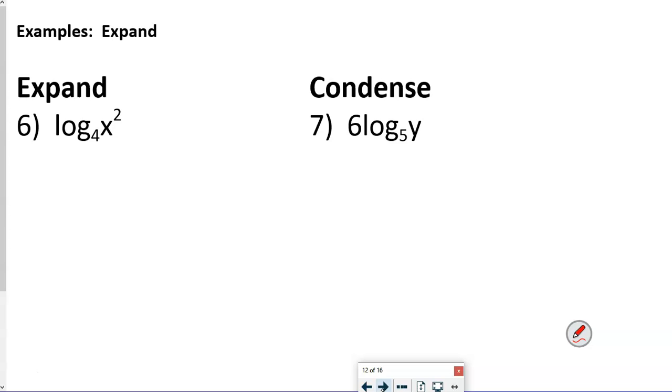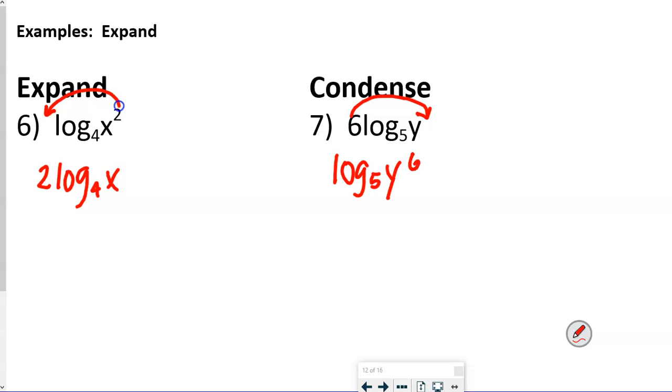For the next one, we have expanding this. Once again, we're going to take this exponent and move it to the front. So this is going to be 2 log base 4 of x. On the next one, we're going to condense it. So we're going to move this over as the exponent. This is going to be log base 5 of y to the 6th.